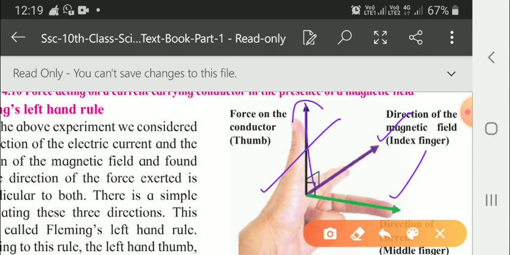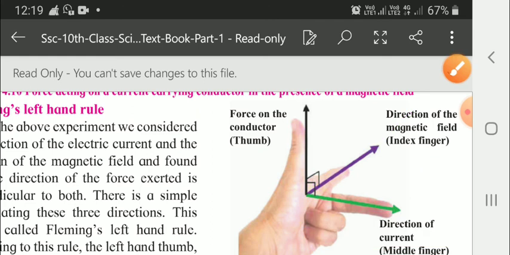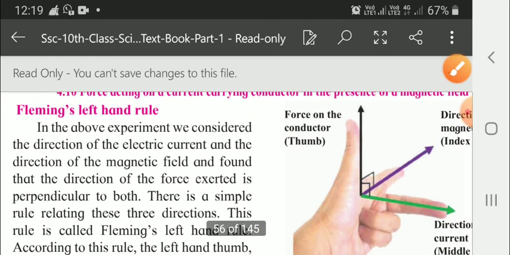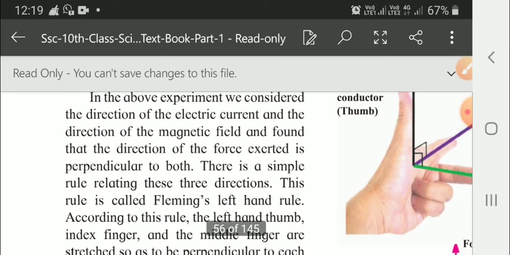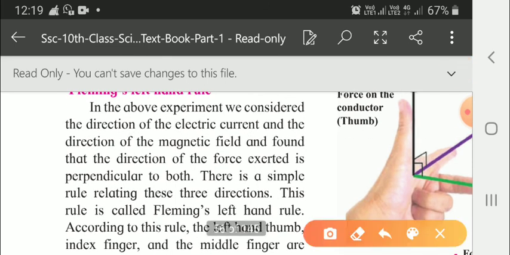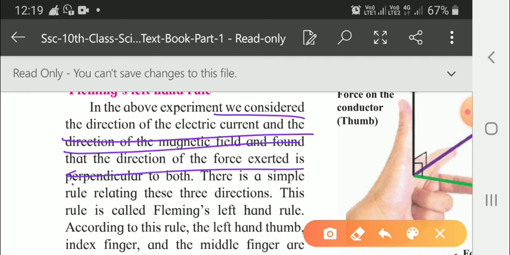Now there is a simple rule which is relating these three directions. This rule is called Fleming's left hand rule. Children, this point you have to underline here. This whole you have to underline. There is a simple rule relating these three directions. This rule is called Fleming's left hand rule.